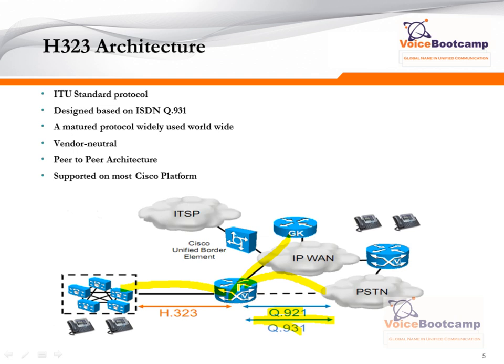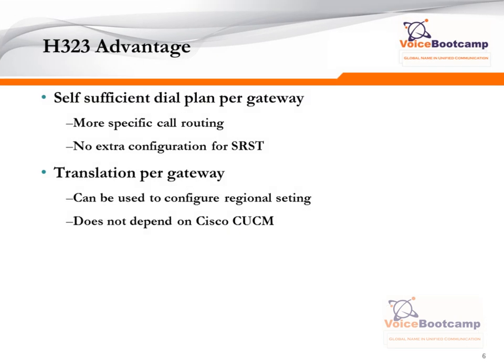And it is supported on most Cisco platforms. One of the advantages of H323 is that it has a self-sufficient dial plan per gateway. Self-sufficient dial plan means that on each gateway you have more control over the dial plan than if it was an MGCP gateway. It gives you more specific call routing features. There is no extra configuration that you have to do for SRST, because SRST itself is an H323 product.